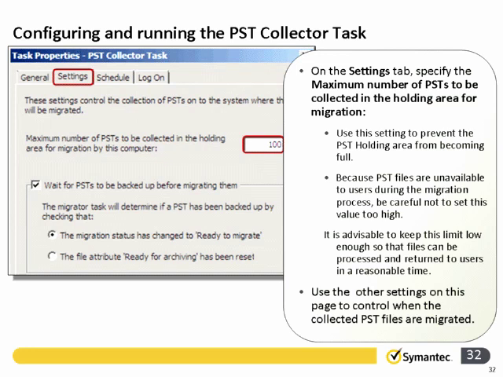Also, you have the option of specifying whether or not you wish to wait for those PSTs to be backed up before you do migrate them. And if you select that option, you've got two different ways of determining when it's able to actually start the migration. You can either do it when you go in and change the migration status to ready to migrate, and we'll show you where you do that a little bit later in the lesson here. Or you can have the file attribute ready for archiving being reset. So that's looking at the archiving bit on the physical file in the holding folder.